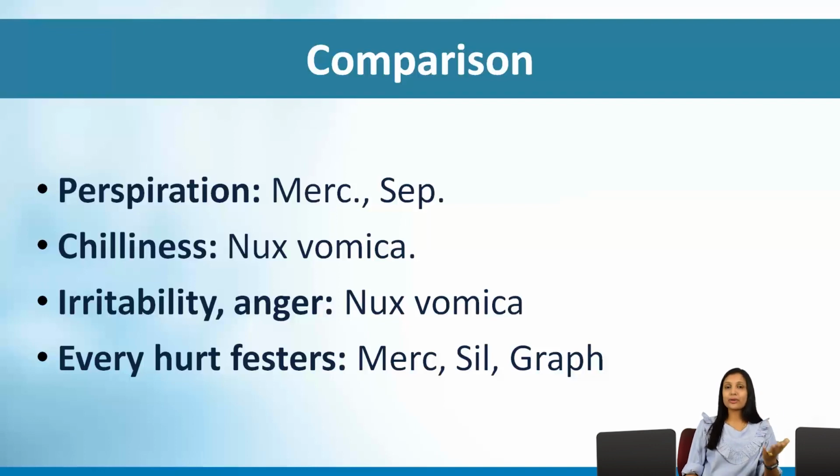We have also compared the irritability and anger of Nux vomica and Hepar. But where Nux vomica is more of a verbally abusive remedy, who is not an impulsive remedy per se, Hepar is extremely impulsive and more of a physically abusive remedy.